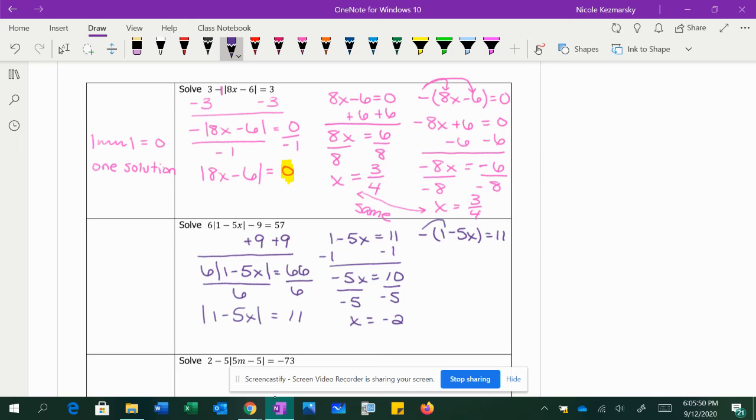Next one I'll distribute because I do have a minus sign in the middle there. So I'll get negative 1 plus 5x equals 11. I'll add 1 and get 5x equals 12. Divide by 5. 12 doesn't divide by 5 nicely, and it doesn't reduce. So I'm going to leave it as 12 over 5.